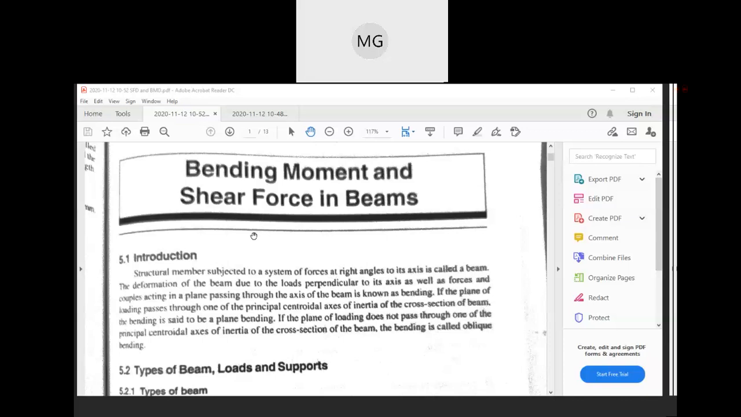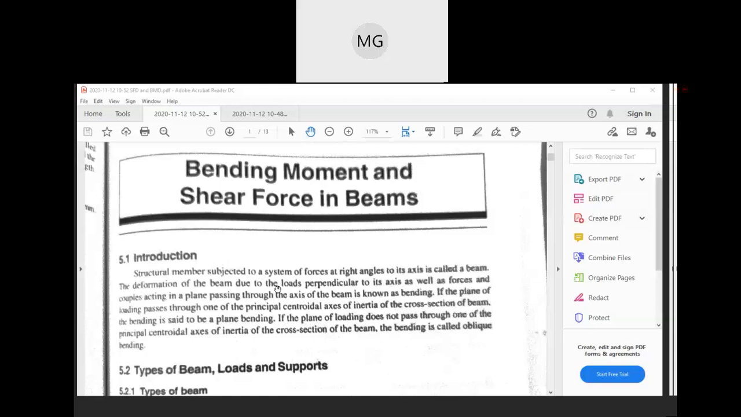Bending moment and shear force diagrams in beams, or bending moment and shear force in beams. Okay. So the beam you have seen in buildings. In a building, the horizontal structure is called a beam. If a force is acting along the axis, then we call it a bar. If a force is acting perpendicular to the axis, then it is called a beam. Okay. That is the difference.